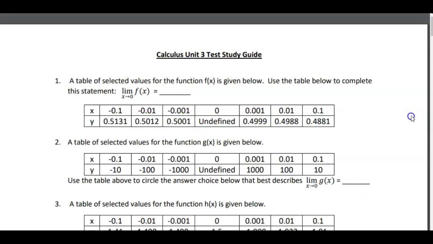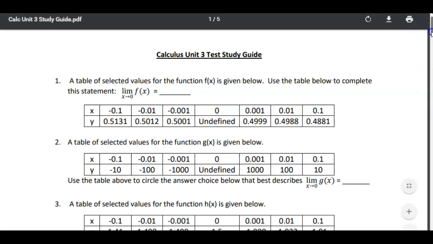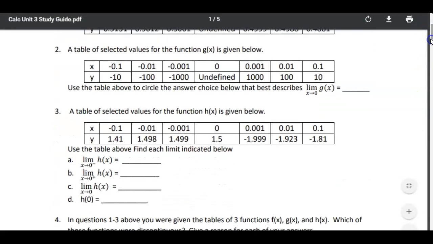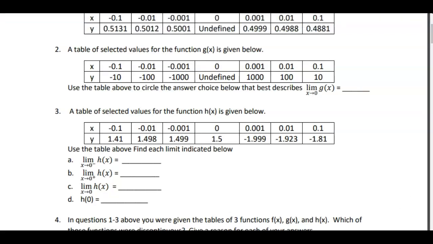Let's go ahead and move on to number 2. A table of selected values for the function g of x is given below. We want to find what is the limit of g of x as x approaches 0. So once again, we're approaching 0 from the left and from the right. Now from the left and right, they're different. You're noticing, first of all, that this one's negative 1,000, this one's positive 1,000. So right away, we know that the limit doesn't exist.